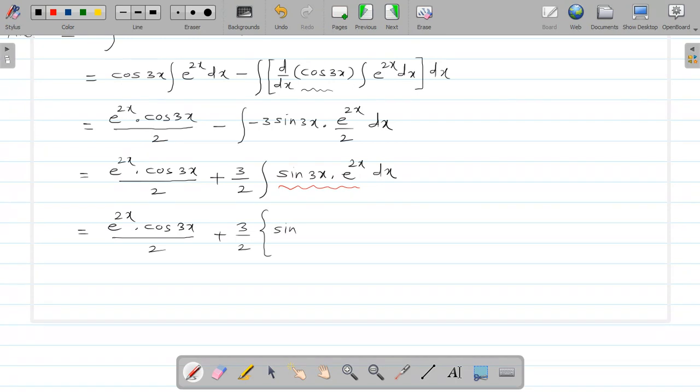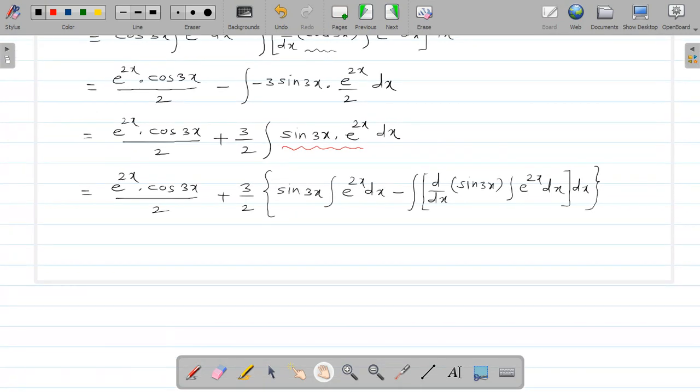Now sin 3x as it is, into integration of e raised to 2x dx, minus integration of the bracket: derivative of sin 3x into integration of e raised to 2x dx with respect to x, and the curly bracket is completed. See the rule which is applied here, for sin 3x into e raised to 2x. So next step, now it is e raised to 2x into cos 3x upon 2 plus 3 by 2.